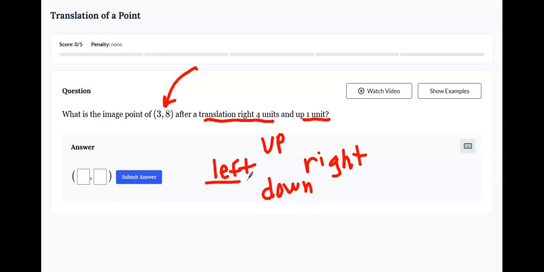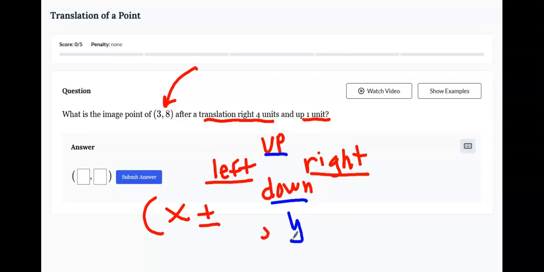If you are moving left or right, that is math that is being done to the x-coordinate. If you are moving up or down, that is math that is being done to the y-coordinate. Sometimes you're adding, sometimes you're subtracting. If you're going up, you're adding. If you're going down, you're subtracting. Same is true with the x-coordinate. If you're going right, you're adding. If you're going left, you're subtracting.